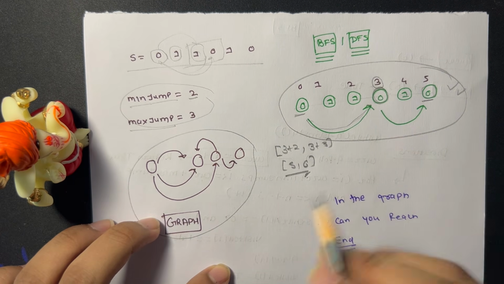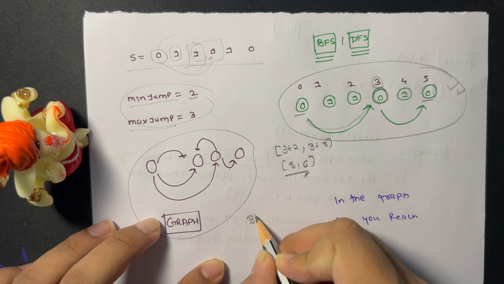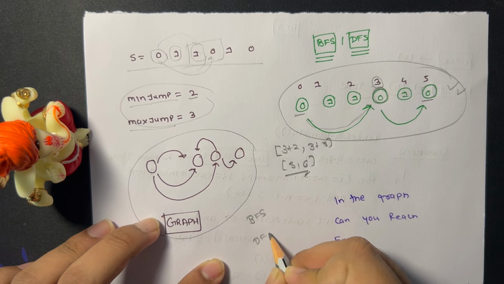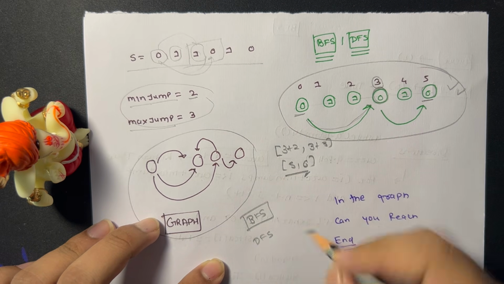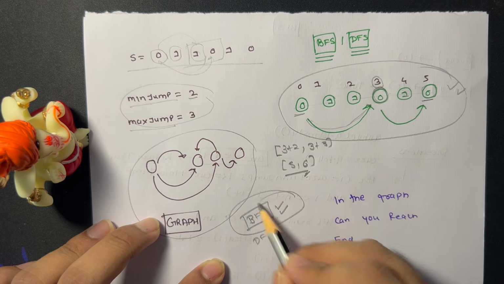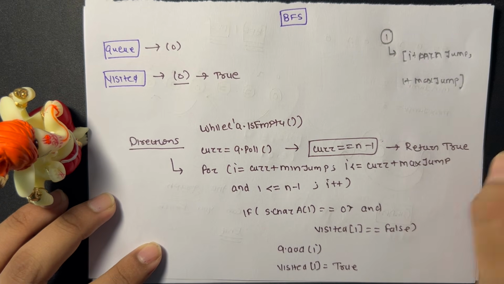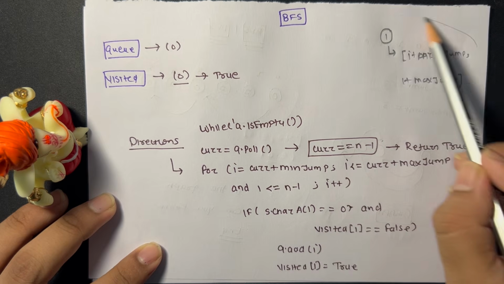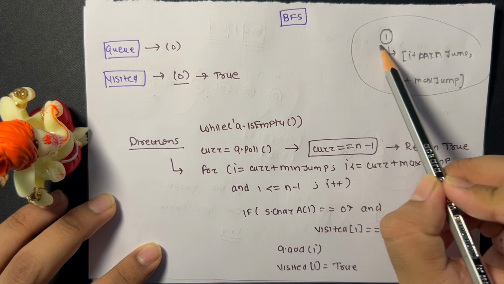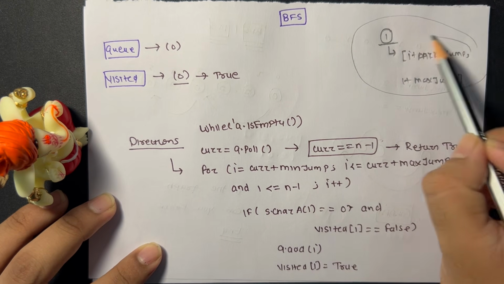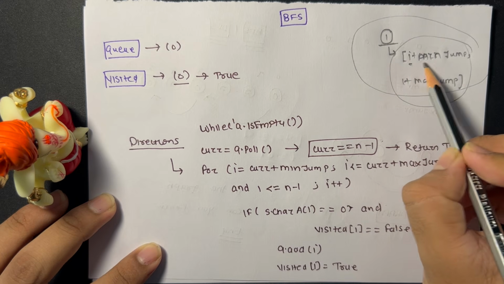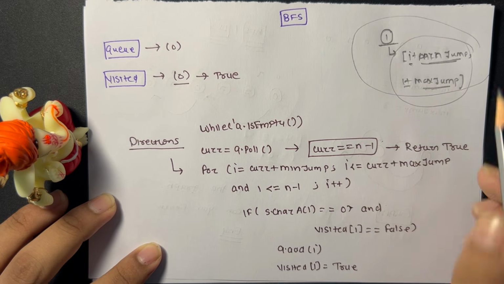Now this is a path traversal problem, so either we can use a BFS solution or a DFS solution. BFS gives us the shortest path to any index, so let's use this. When you are doing BFS, the directions are important and we can calculate directions from this. When you are starting at index i, you iterate within the range i plus minimum jumps and i plus maximum jumps.